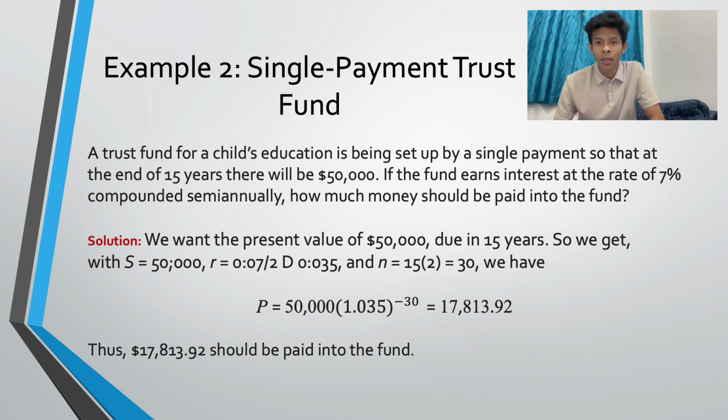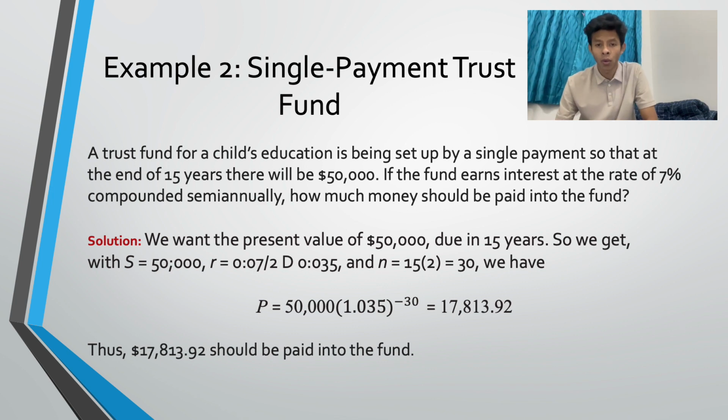We go to the next slide, which is single payment trust fund. A trust fund for child education is being set up by a single payment, so that at the end of 15 years there will be 50,000. If the fund earns interest at the rate of 7% compounded semi-annually, how much money should be paid into the fund? So the solution, we want the present value of 50,000 due in 15 years.